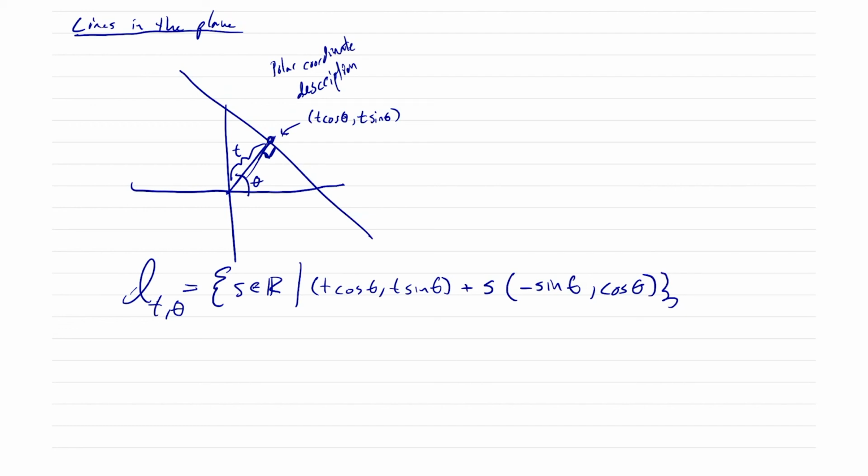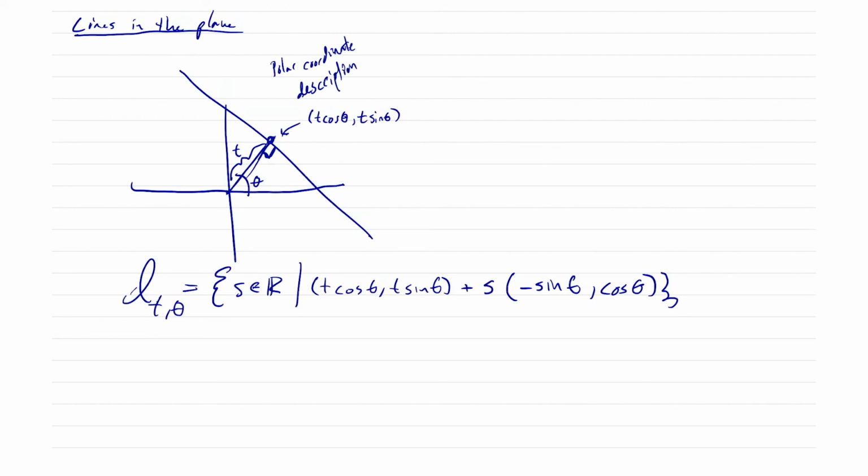So, that is a parameterization of this line. Obviously these points are all in Cartesian coordinates, but we are labeling the line in terms of polar coordinates, and that's going to be really important later when we talk about the Radon transform.